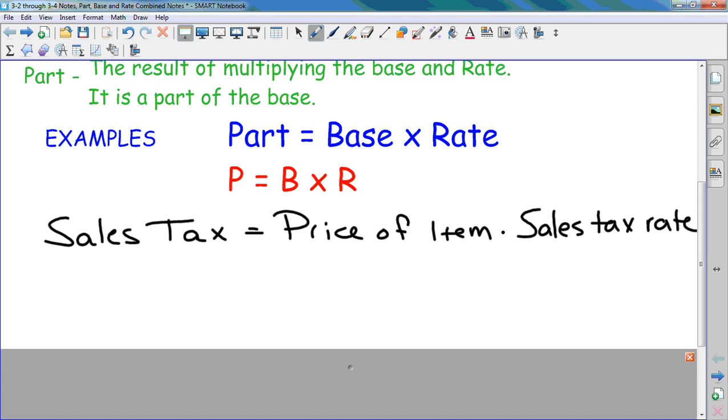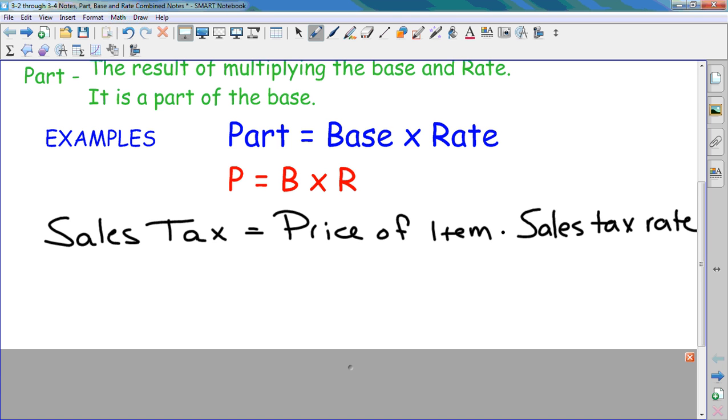Anybody ever go to the gas station and buy something? What do you buy at the gas station? Mountain Dew. Okay, you buy a Mountain Dew, it's $1.50. Multiply it by 6.5%, and you'll see where it says tax. It'll be like 10 cents or whatever it could be. That's the actual sales tax. That's the part. The base is the cost of the Mountain Dew, the $1.50. The rate is the sales tax rate wherever you bought it.